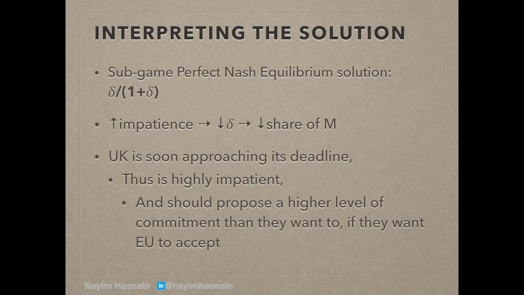Because we have no arbitrary units, we can only make a relative inference. The UK is more impatient as it's promised a result to its public by March the 29th. The UK has already been rejected, thus they should accept a really low share of the surplus utility from trade, hence they should propose a marginally high level of commitment.